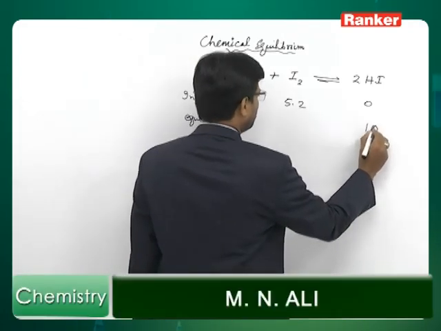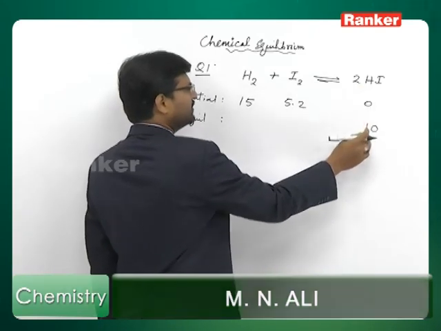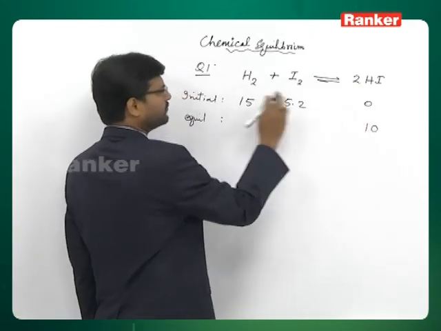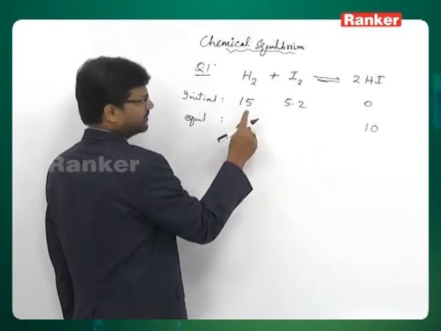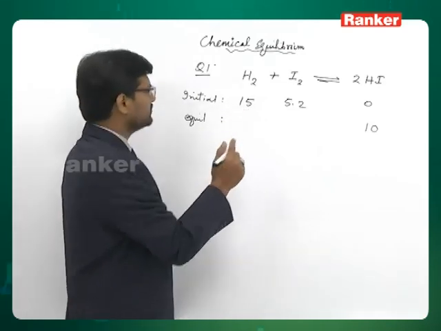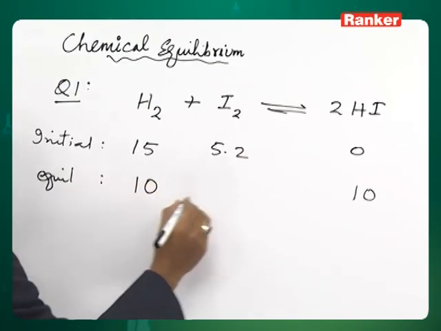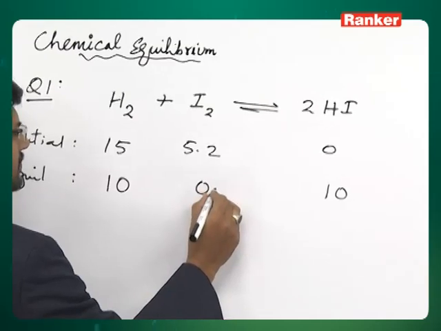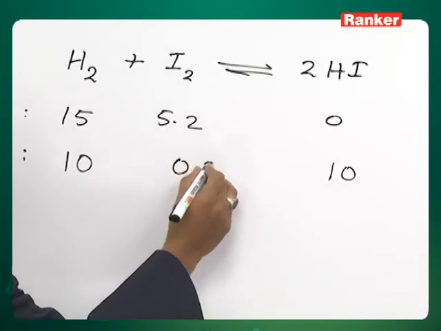If this is 10, see, as per the equation, 1 mole of H2 is giving 2 moles of HI. So 10 moles of HI would be produced from 5 moles of H2. So 5 moles out of 15 moles is consumed. So how much H2 will be left out? It will be 10. And how much of this will be consumed? 5 moles will be consumed because you are getting 10 moles of this. 0.2 will be left out.